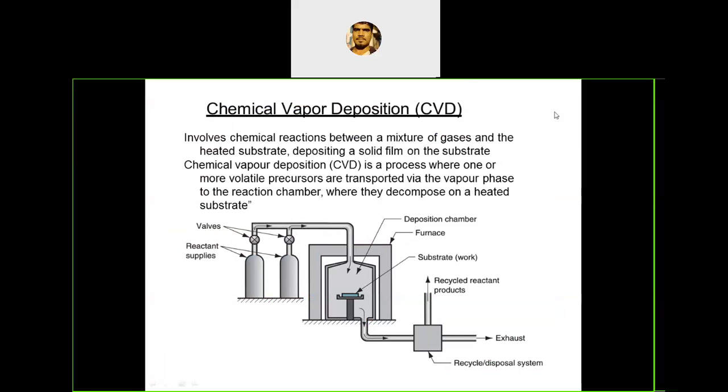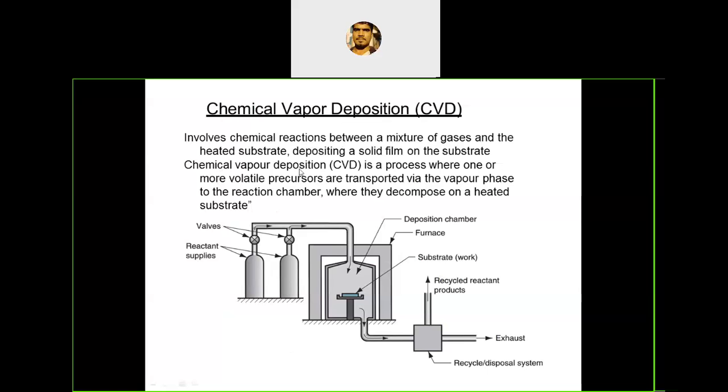Yes, chemical vapor deposition is a chemical reaction. It is a chemical reaction between a mixture of gases and the heated substrate. On the heated substrate these chemical reactions will take place, and the byproduct is deposited, or the solid film is deposited on the substrate.